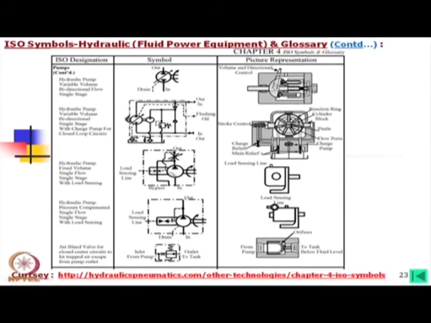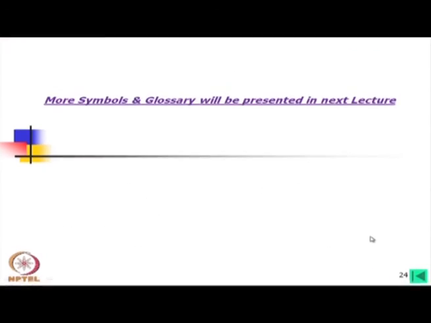So, it goes on like this, and you can study on your own, looking into these components and these symbols, and these are of course ISO symbols, but in general practice we may not follow such symbols in detail. Some simpler symbols are there also, which we will study in the next lectures.